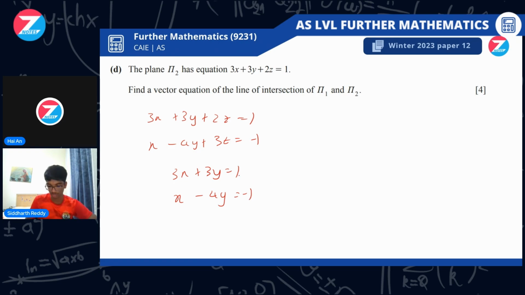So solving this, I'm just going to solve this directly in the calculator. If you have one of these calculators, you can solve simultaneous equations easily. Save time on the exam. So x is equal to 1 by 15, and y is equal to 4 by 15.